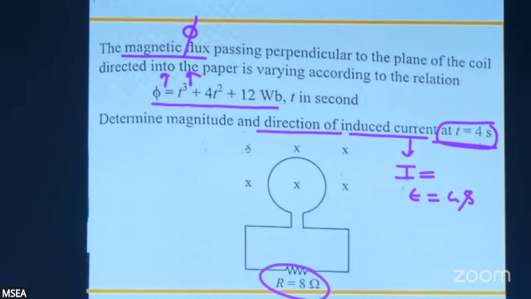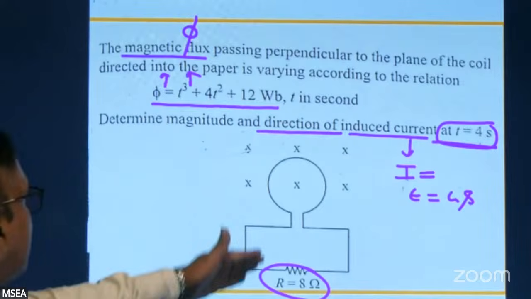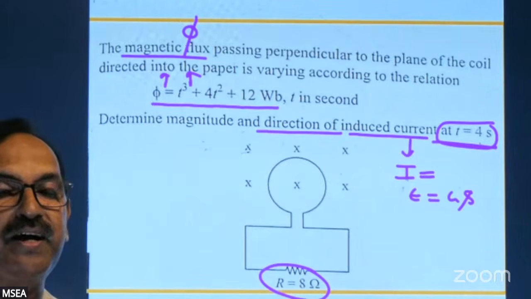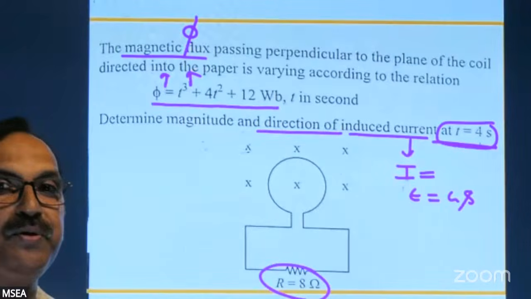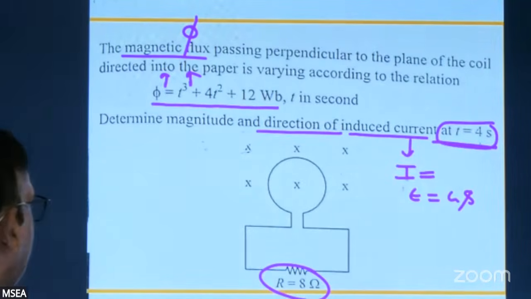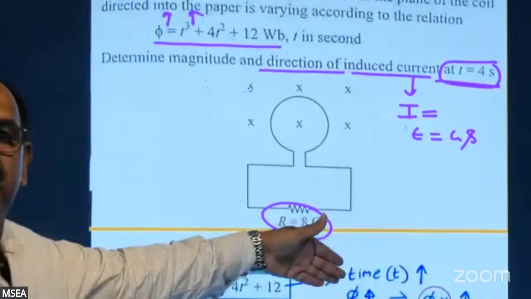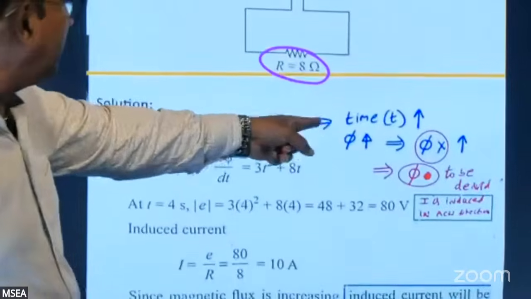What does Faraday's law say? Whenever flux changes with respect to time, some EMF is induced. Fundamental point number 1. Point number 2: if it is a closed loop, current is inevitably established. Yes, 100% it is a closed loop. Current is established, and I want to know current in magnitude as well as in direction. So flux is t cube plus 4t square plus 12 Weber, as I have written here.